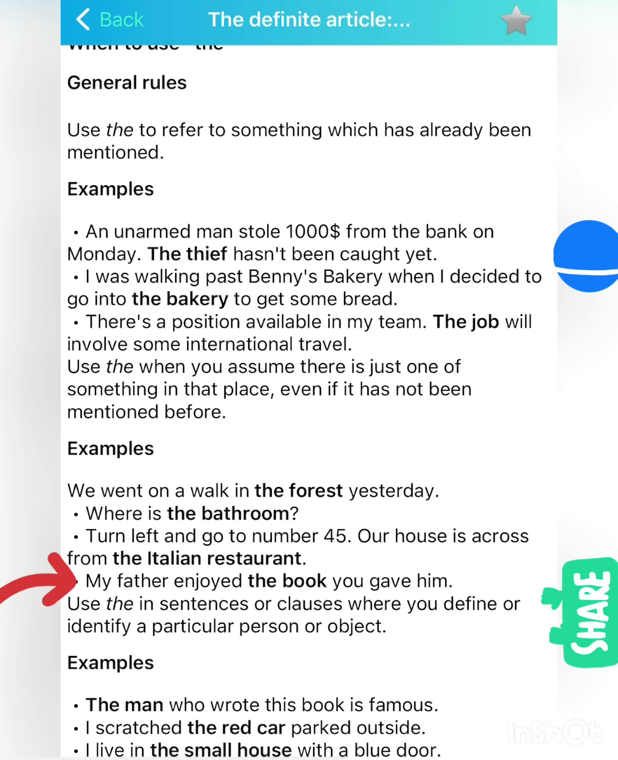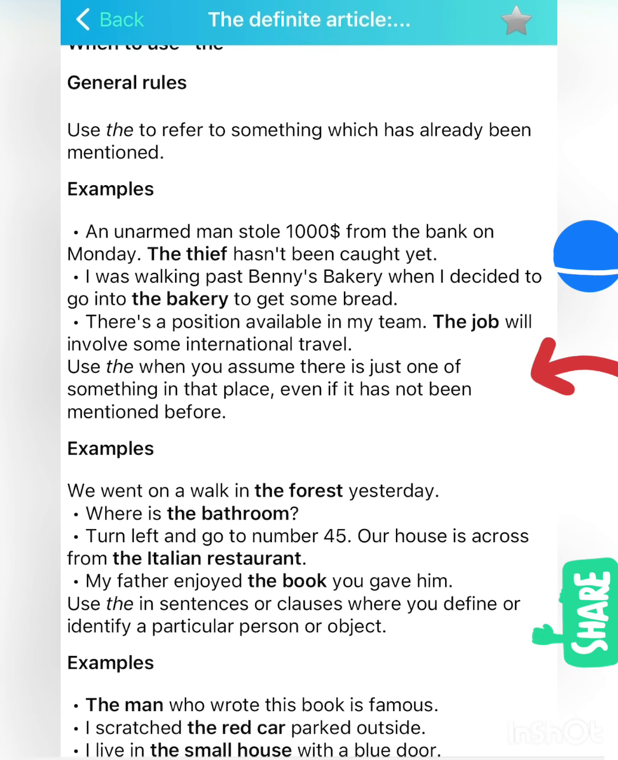Another example, my father enjoyed the book you gave him, not another book, the one you gave him. Okay, the book you gave him. Okay, the only one of its kind at that particular time that you've given him.